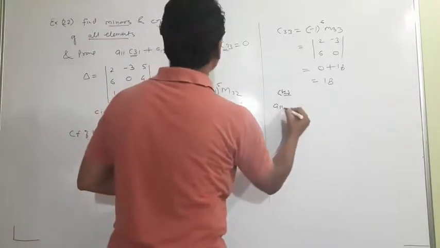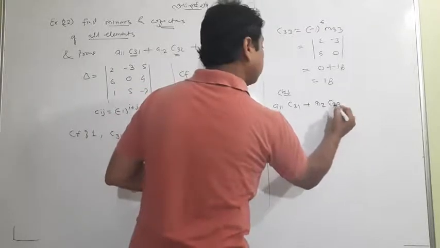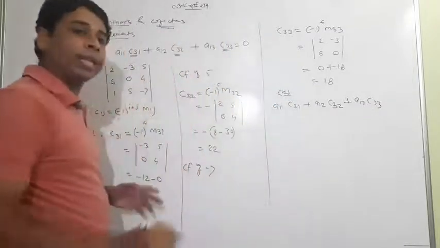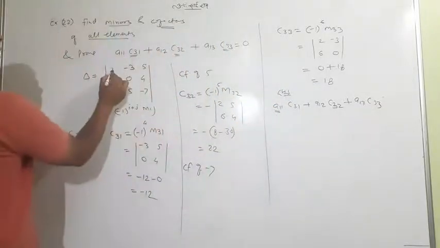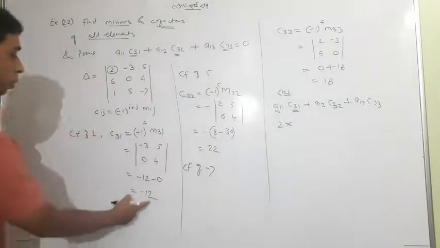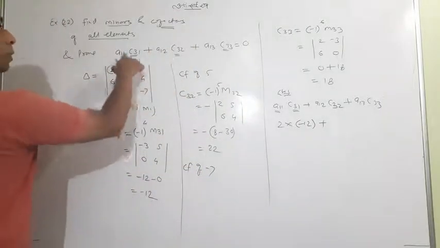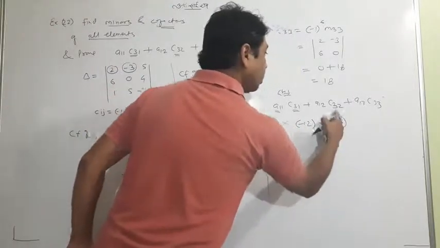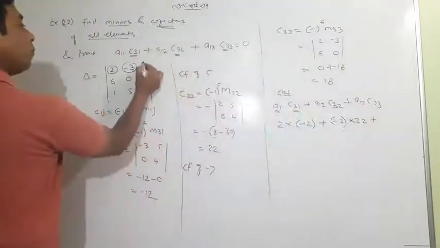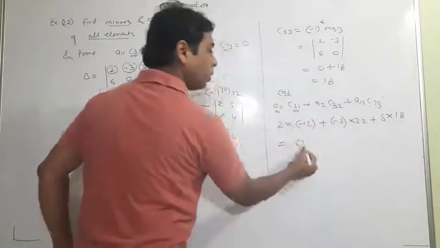What is the LHS? A11C31, A12C32, and A13C33. Put in the values quickly. A11 is the element in first row, first column, and what is C31? You got -12. What is A12? The element of first row, second column, -3. What is C32? You got 22. And what is A13? The element of first row, third column, 5. And what is C33? 18. Do it on your own; it is 0.